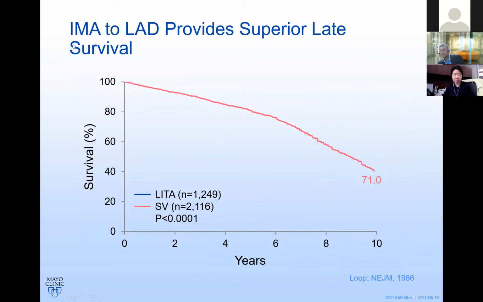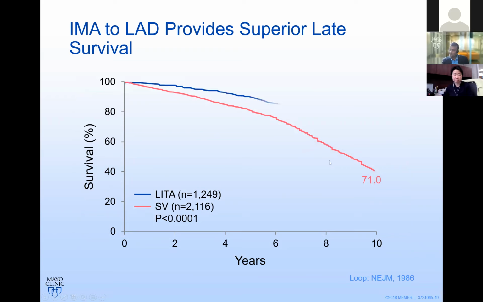Now the speculation starts as to which conduits are better than which. There's one thing that has been firmly established, and there's no doubt about it, and that came as far back as 1986, when we found that when we use saphenous vein grafts, the survival at 10 years is around 71%.